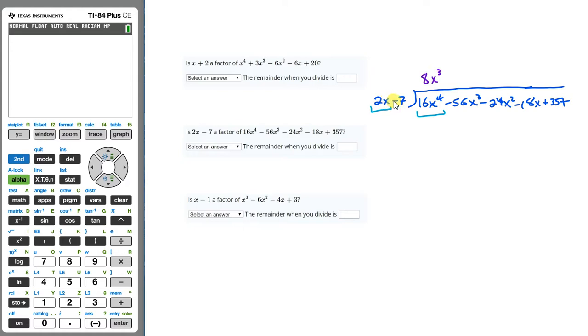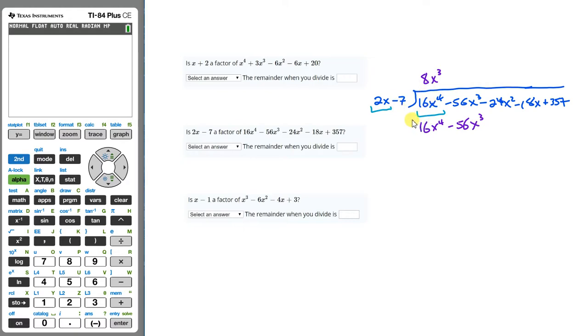8x cubed times 2x should match that first term. That's how we chose the 8x cubed, right? So it better match. And then 8x cubed times the 7, right? 7 times 8 is what? 56, but negative. Okay, so negative 56x cubed.